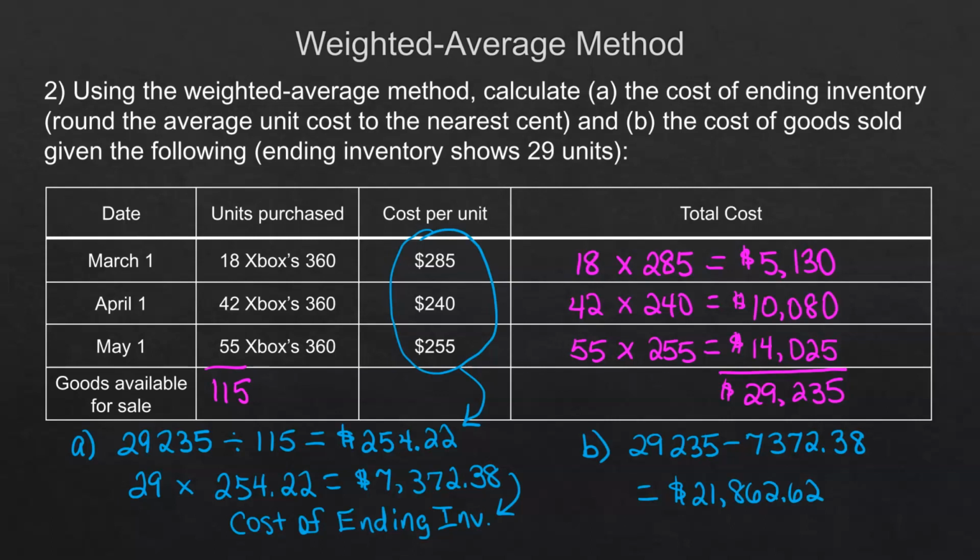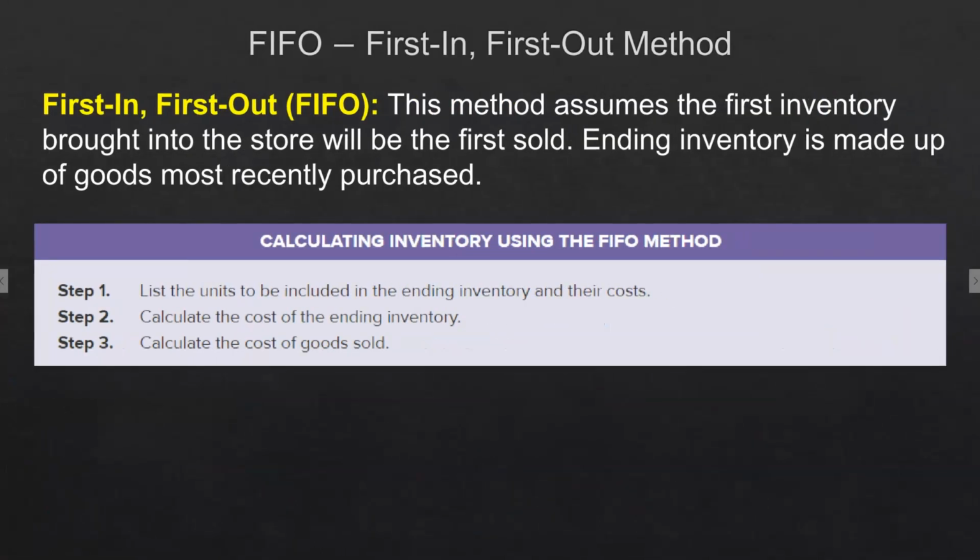Okay, so weighted average method, we've worked through that method. Okay, so the next method is called first in, first out. We abbreviate it as FIFO. You want to make sure you say it right or you'll get really confused. So first in, first out basically says it assumes the first inventory brought into the store will be the first sold. Ending inventory is made up of goods most recently purchased.